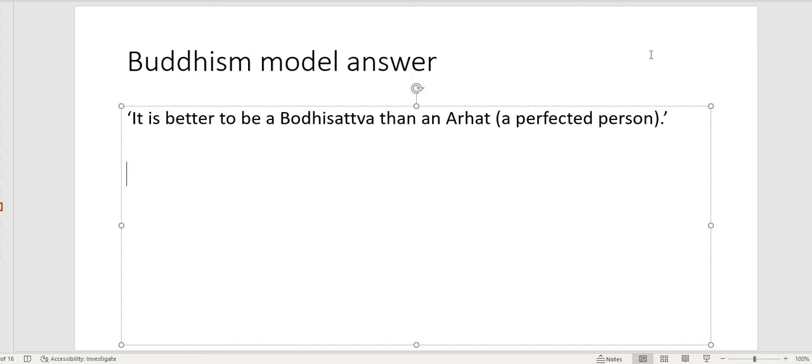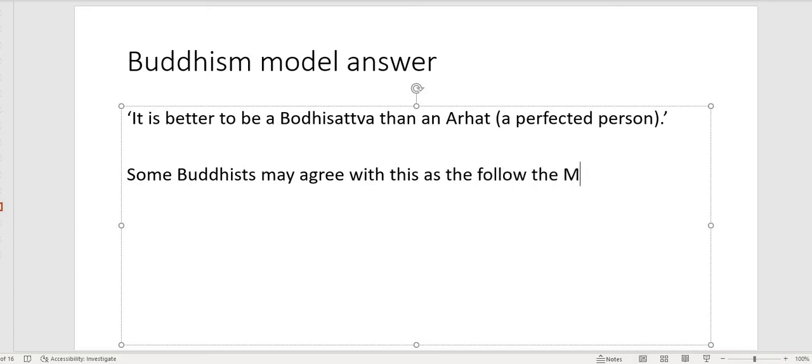How do I start this sort of question? Well, I use this 12 marker. What do I start it with? I'm going to say some Buddhists may agree with this as they follow the Mahayana tradition of Buddhism.